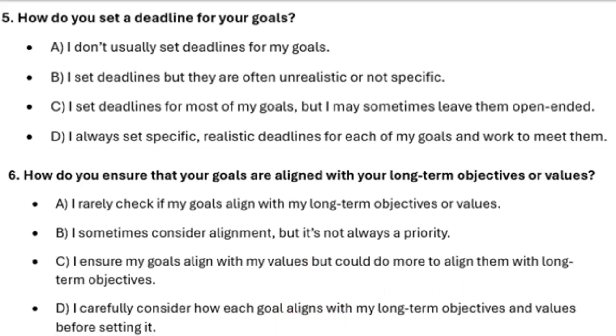6. How do you ensure that your goals are aligned with your long-term objectives or values? A. I rarely check if my goals align with my long-term objectives or values. B. I sometimes consider alignment, but it's not always a priority. C. I ensure my goals align with my values but could do more to align them with long-term objectives. D. I carefully consider how each goal aligns with my long-term objectives and values before setting it.